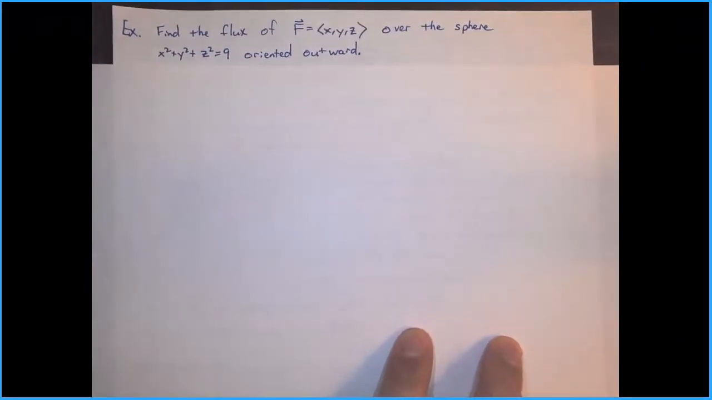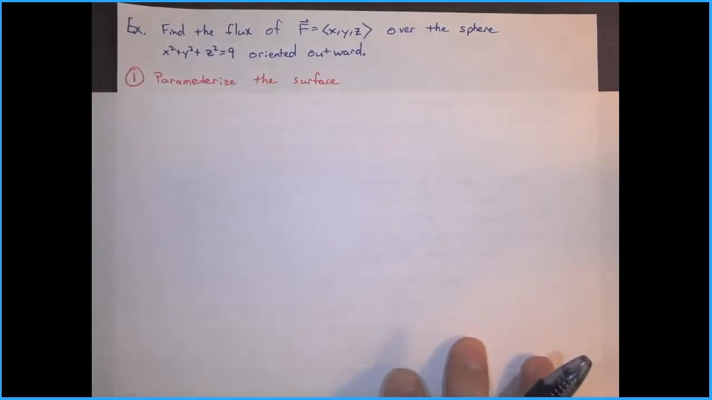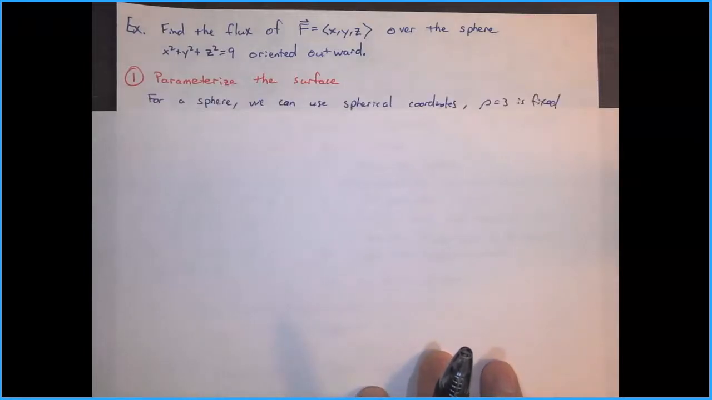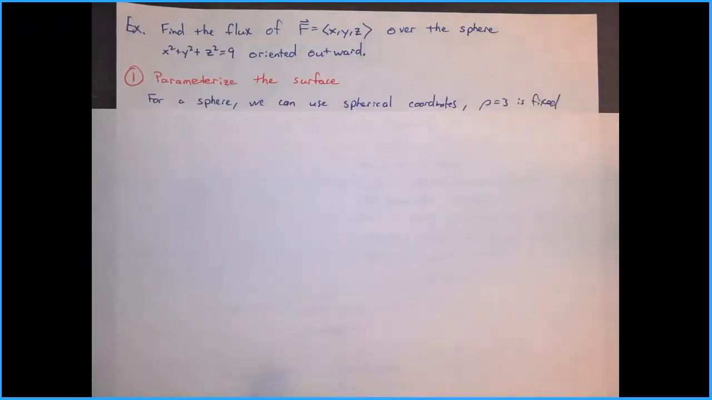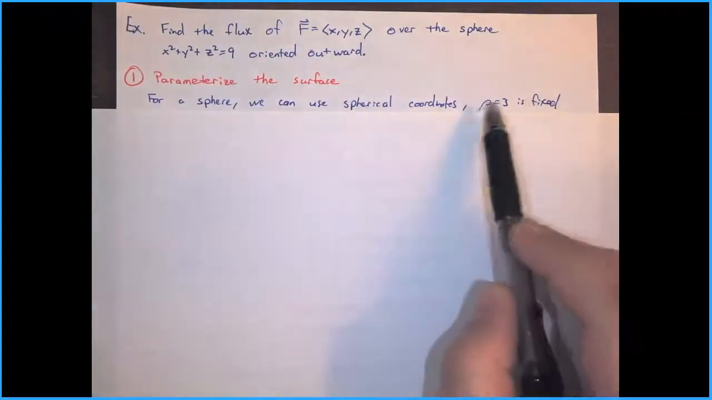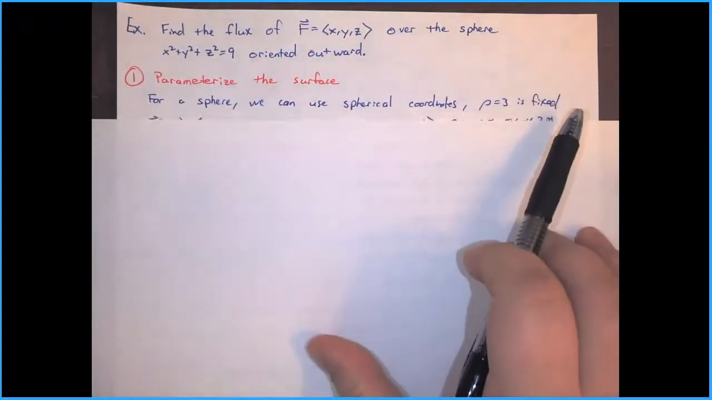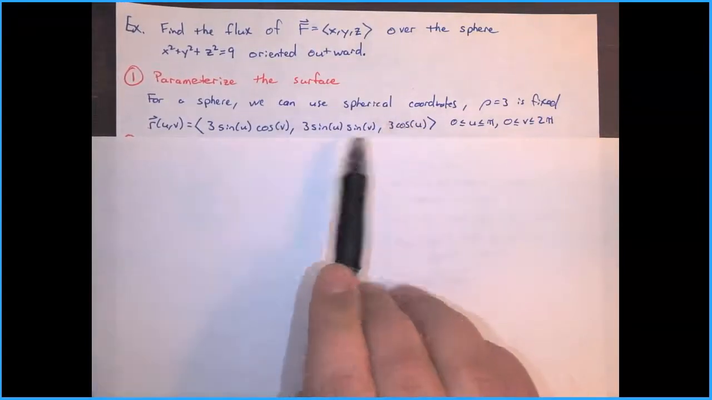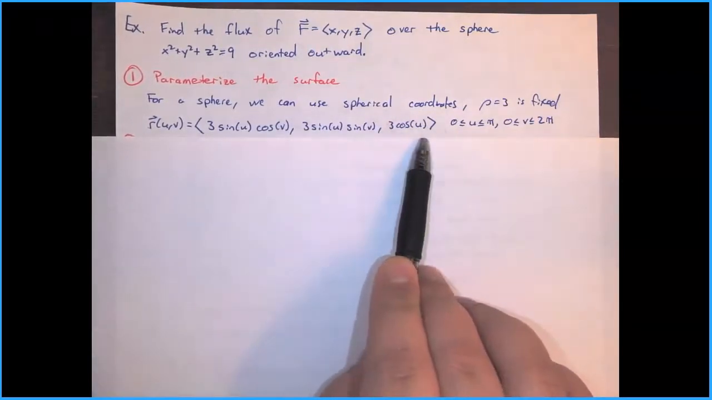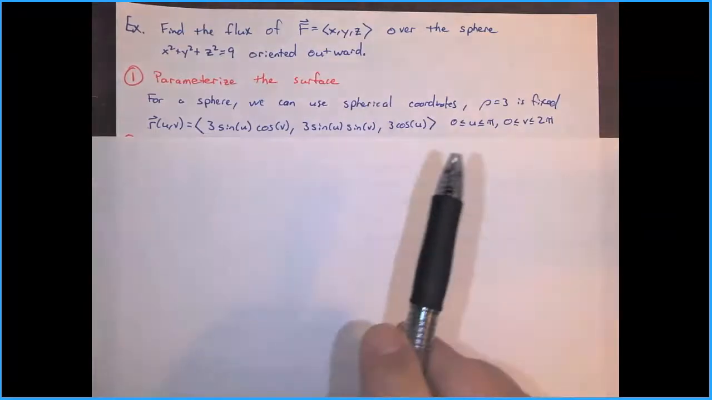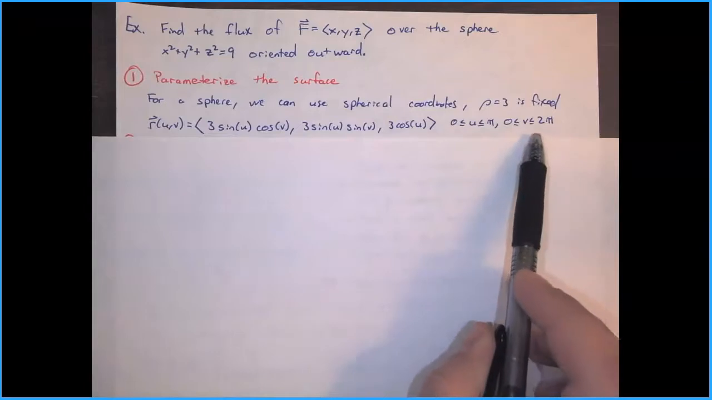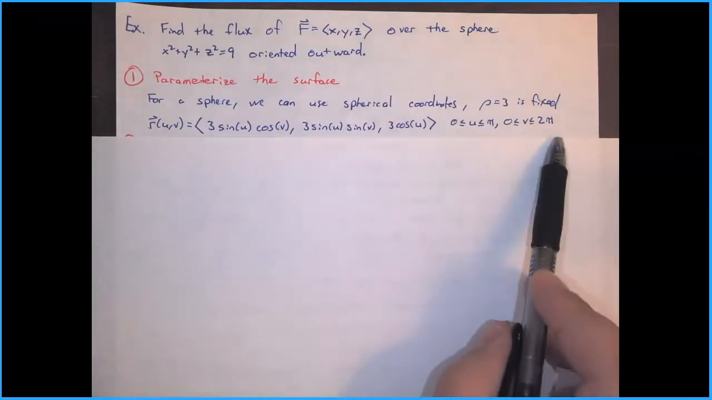Find the flux of the vector field xyz over the sphere of radius 3 oriented outward. So our first step is to parameterize the surface. Since we have a sphere, let's use spherical coordinates. So I need to figure out how to reduce the variables by 1. But if it's a sphere, then rho is fixed at 3. So if I plug in spherical coordinates into my parameterization, I'm going to have 3 sine u cosine v, 3 sine u sine v, 3 cosine u. That parameterizes the sphere. Here I'm using u as my phi variable, so u only goes from 0 to pi, and I'm using v as my theta variable, so v goes from 0 to 2 pi.